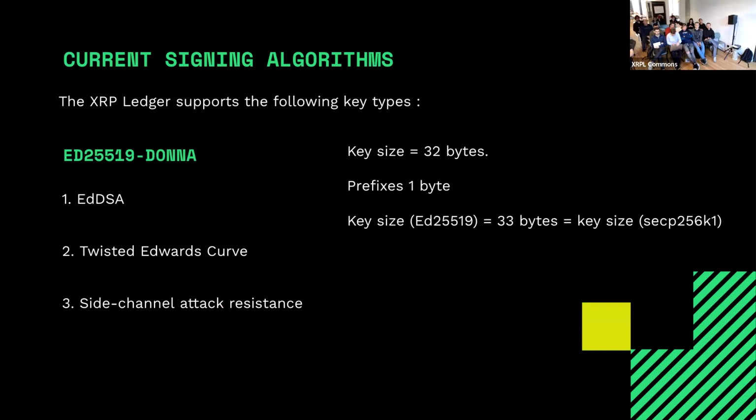It is an Edwards digital signature algorithm used over the twisted Edwards curve, or Curve25519. Being a recently developed algorithm, it offers improved performance and security, such as resistance from side channel attacks. Now, the key size of Ed25519 is a byte shorter than secp. Hence, XRPL solves this problem by prefixing that key size by 1 byte. So the key size of both the schemes would be exactly the same.